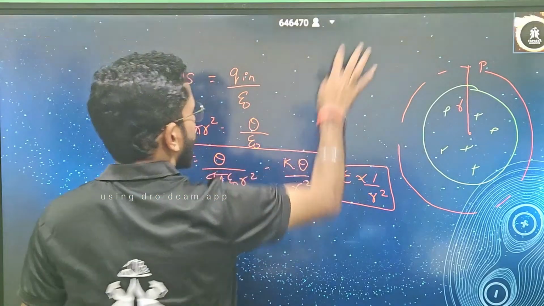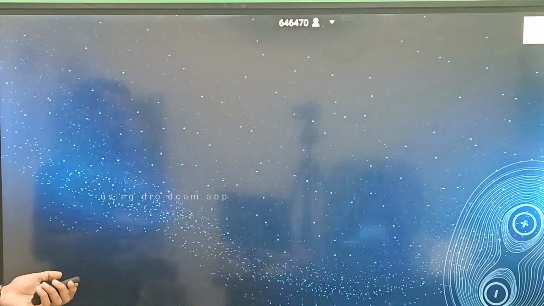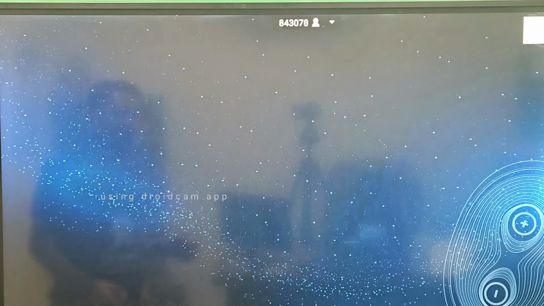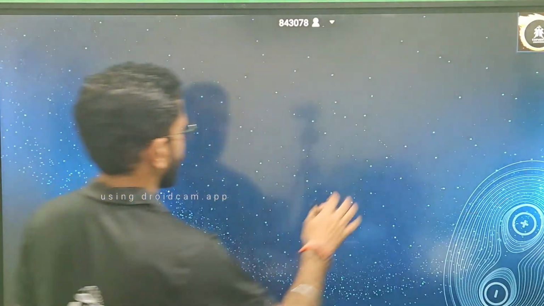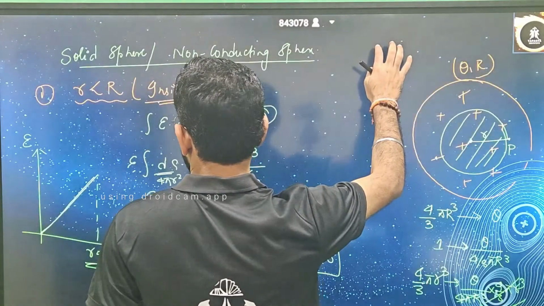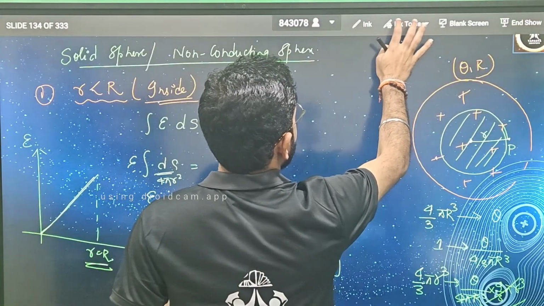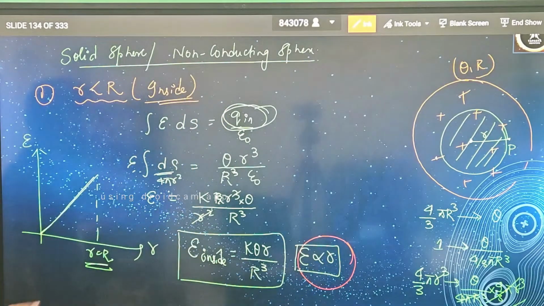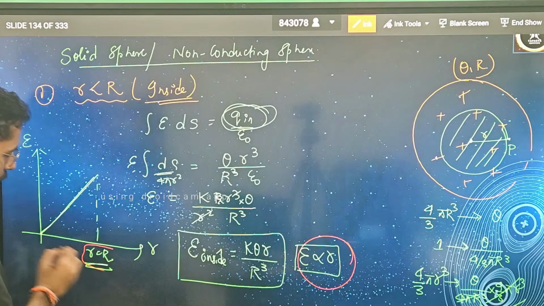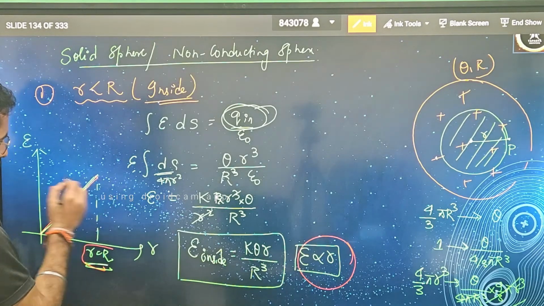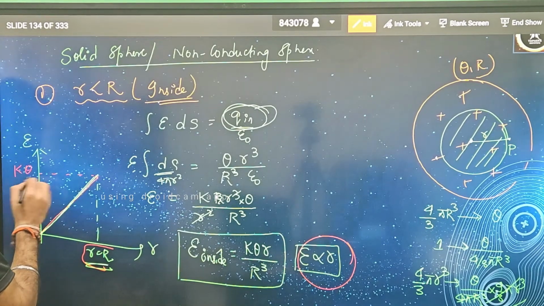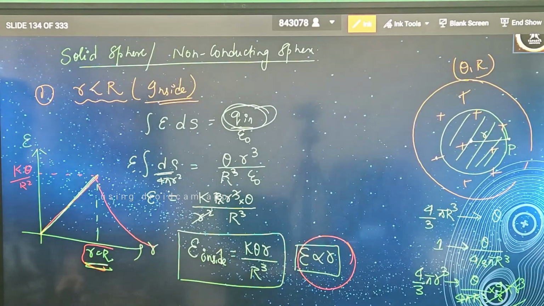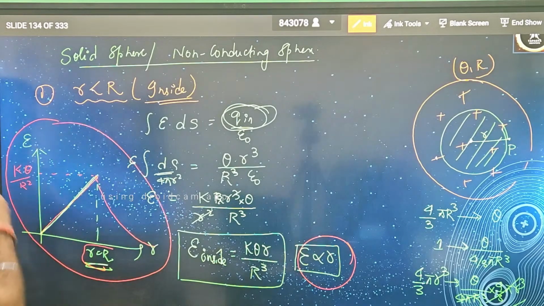So now if I ask you about the total curve variation, how it is varying for a solid body. For inside point, you have seen E is directly proportional to r. For outside point, E is inversely proportional to r square. That means directly proportional is a straight line, y is equal to mx. For outside point, the moment it reaches here, it will be equal to kq divided by capital R square, and then it will be inversely proportional to r square. That means it will start continuously decreasing. This will be the final curve that you can draw for solid.